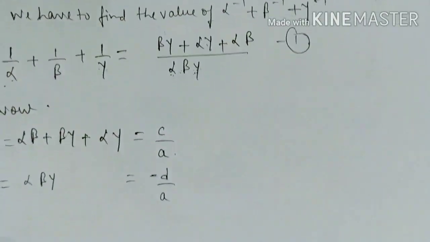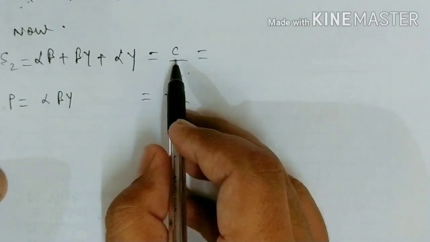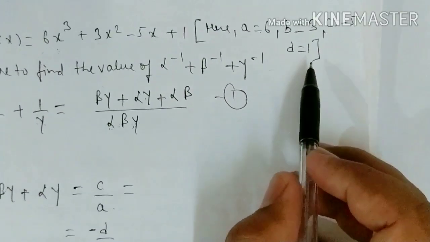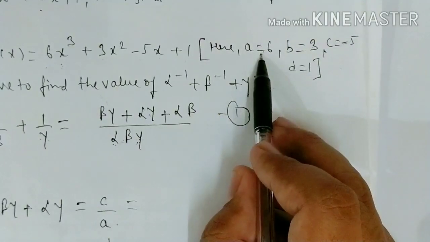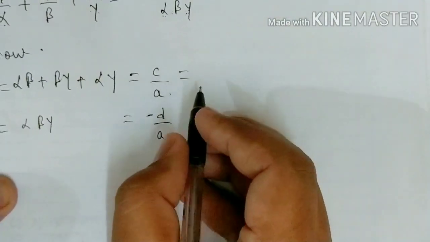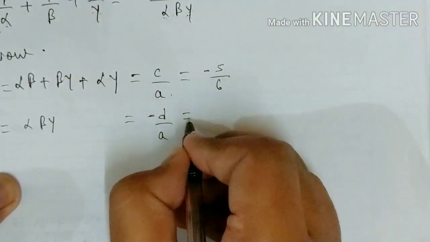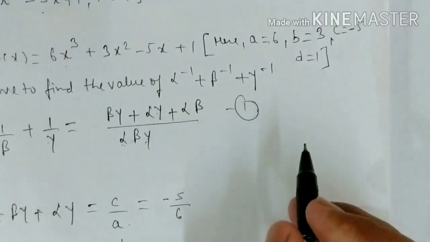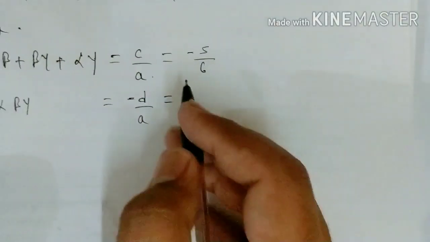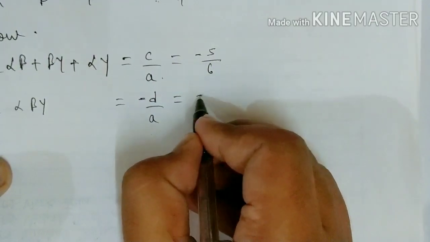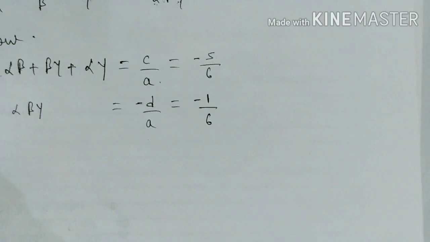So I will put the values here. What is C? You can see here, C is minus 5 and A is 6. So I am putting the value here. The value of C is minus 5 and 6. What is the value of D? You can check here. D is 1 and A is 6. So in the place of D I am writing 1 and in the place of A I am writing 6.